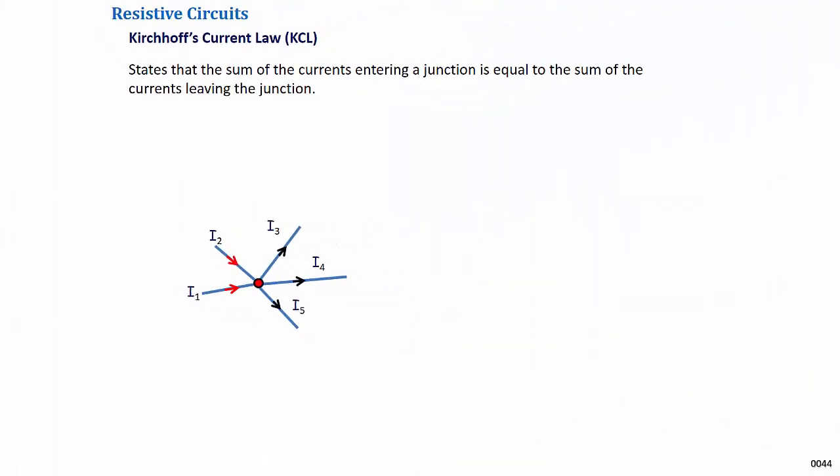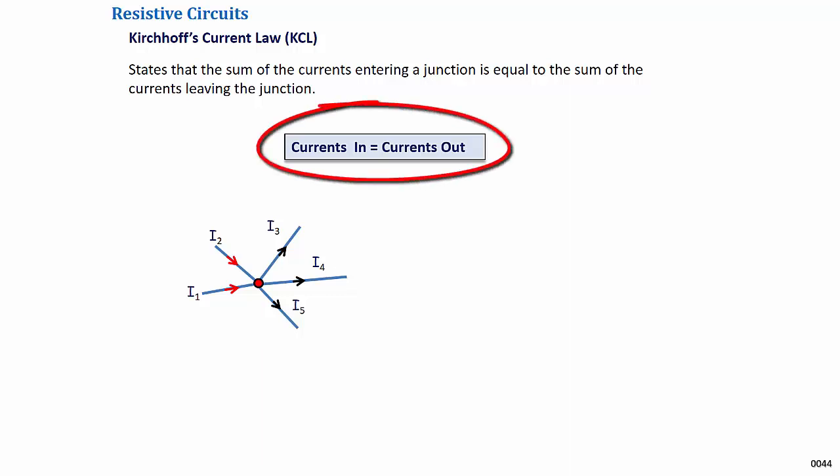Kirchhoff's current law, KCL, states that the sum of the currents entering a junction is equal to the sum of the currents leaving a junction. Or more simply stated, currents in equals currents out.